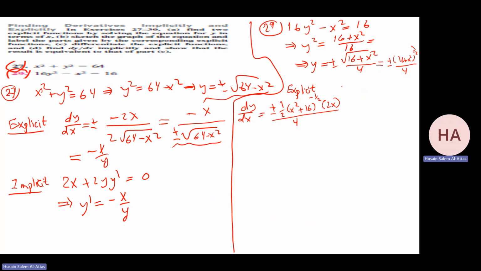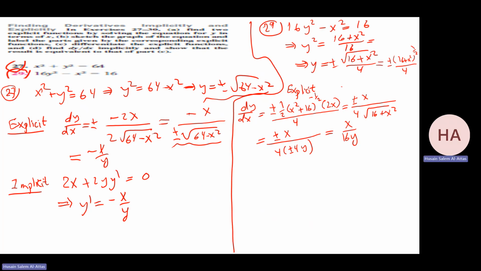And that will be plus or minus x over 4 times the square root of x squared plus 16, or 16 plus x squared. And that is what? 16 plus x squared, plus or minus, that will be plus or minus x over 4 times plus or minus 4y. So that will be x over 16y.